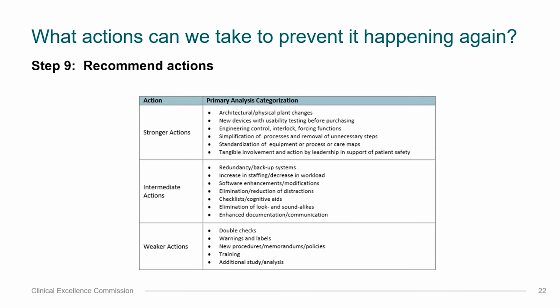This is an example of an action hierarchy. It states that stronger actions are ones that are the best at removing dependence on the human to get it right, while weaker actions support or clarify processes but rely solely on the human. So stronger actions look at review or redesign of processes to ensure staff take the right action, whilst weaker ones remind staff of what the right action to take is.